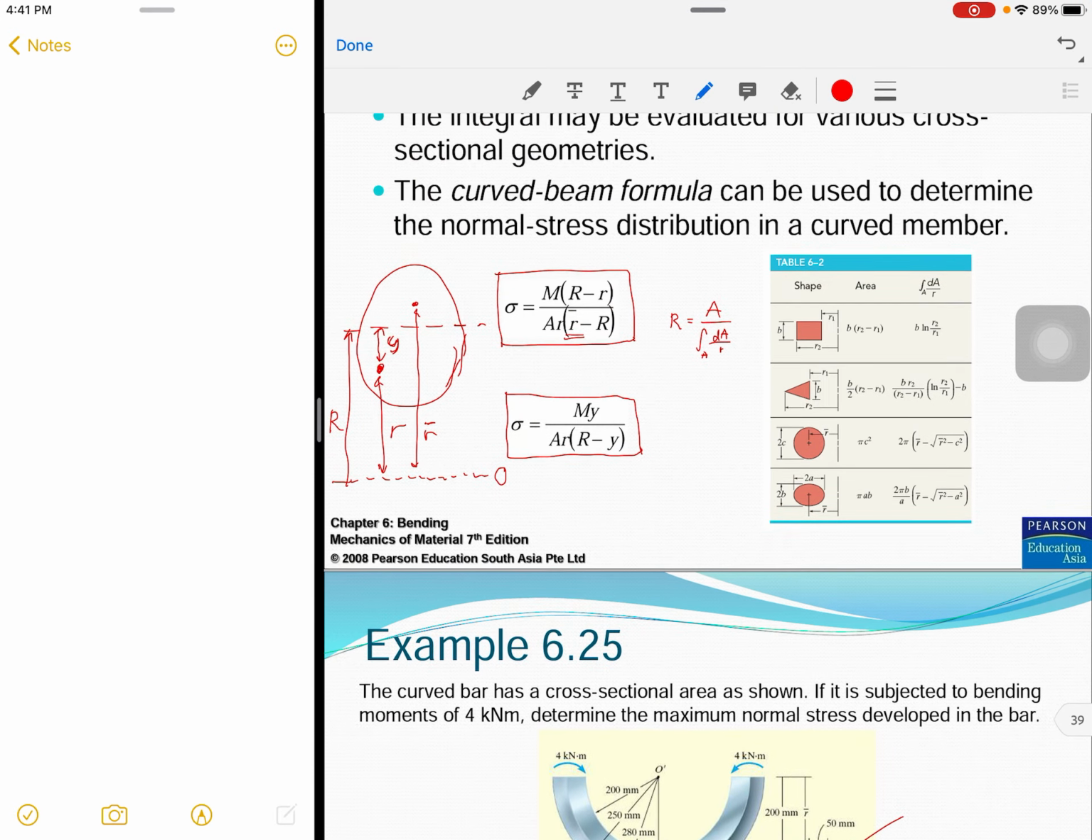When I mentioned R, I forgot to tell you that R is actually the radius of the neutral axis. So we need to find the neutral axis. We don't know the neutral axis yet, so we need to find it by using this formula. At this point we can only measure the centroid.